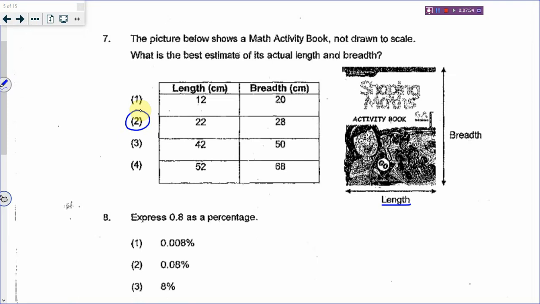So if you look at number 1, how long is 12 cm? It's actually the length of a very short ruler. So it is definitely not the length of the book, because 12 cm is the length of a very short ruler. Okay, then you look at 42 cm. How long is actually 42 cm?